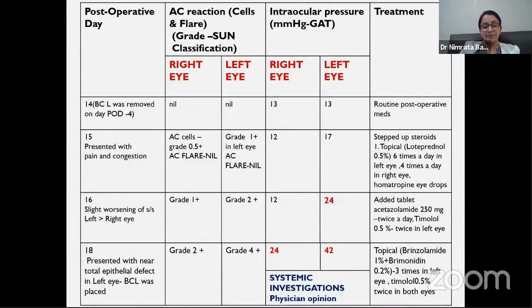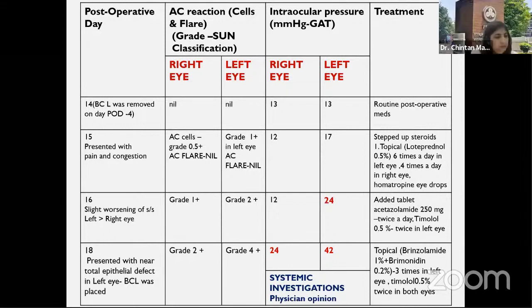Next slide, please. After this, from day 14 onwards, this patient started presenting with pain, photophobia, congestion, always left eye more than the right eye. So this led us to step up the steroids, and consequently, the next finding was that the patient's IOP started peaking, again the left eye more than the right eye. We added every anti-glaucoma medication in the book that was available: timolol, combinations of brinzolamide and brimonidine, tablet acetazolamide, but the patient was just not improving. In fact, the right eye now developed an increase in IOP.